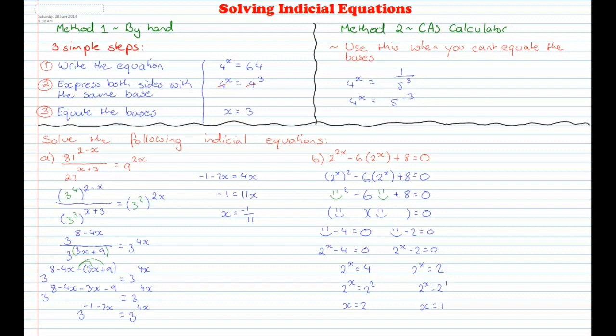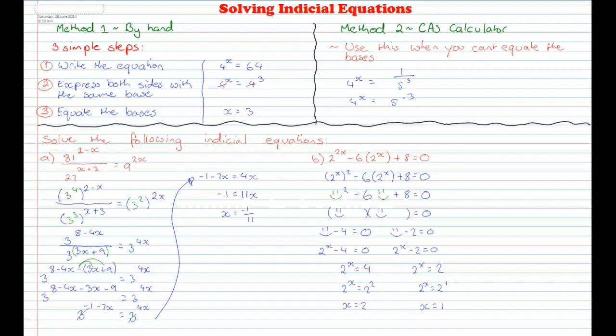So you go 8 minus 9 is negative 1, and negative 4x minus 3x is negative 7x. So you get 3 to the power of negative 1 minus 7x is equal to 3 to the power of 4x. Now if we have a look here, I've got my same bases of 3, so I can pretty much just get rid of them and rewrite the equation as negative 1 minus 7x is equal to 4x.